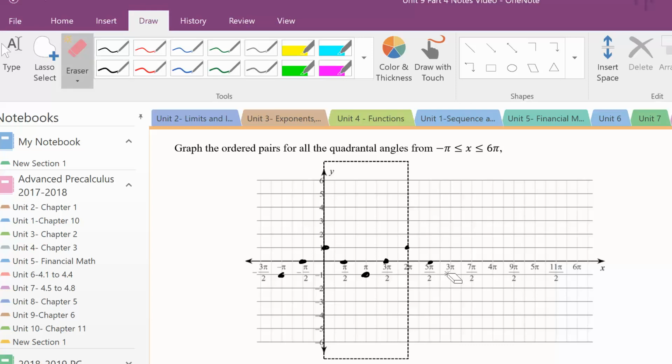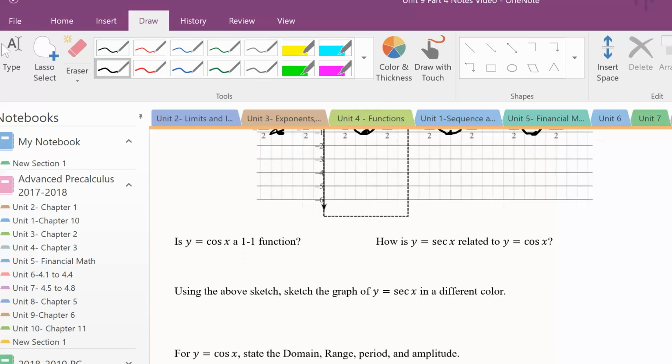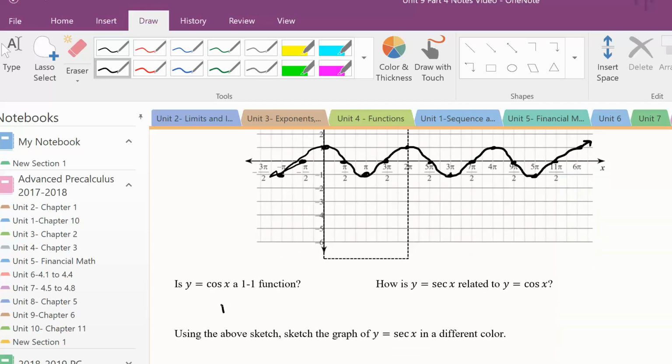Oops, sorry. Skipped one there. So notice the cosine curve looks like that. All right. So is cosine a one-to-one function? And just like sine, it is not. The secant and cosine are reciprocals.